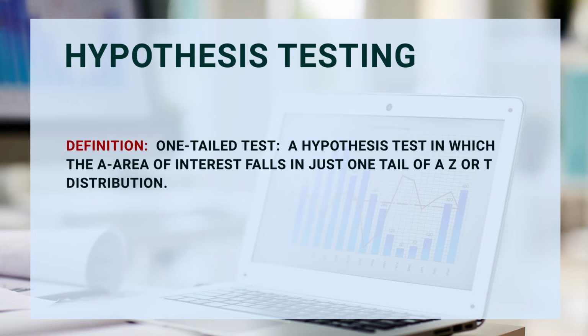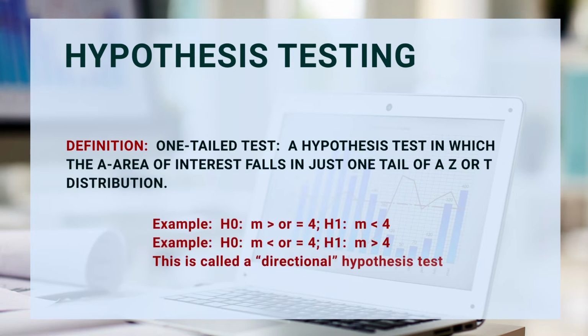And if we take an example of a one-tailed test, a hypothesis test in which the alpha area of interest falls in just one tail of a z or t distribution, the null hypothesis is mu is greater than or equal to 4, and the alternate hypothesis, denoted by H1, is mu is less than 4. We have another example where the alternate hypothesis is greater than 4, and the null hypothesis is equal to or less than 4. So this is called a directional hypothesis test.